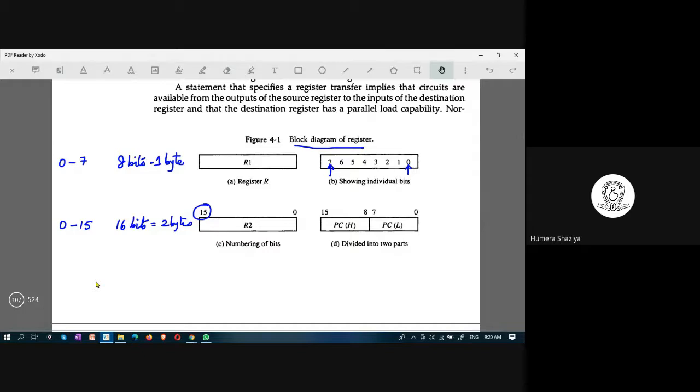This R2 has now been split up into 2 parts. This is the low byte, this one is the high byte. For the low byte the range would be from 0 to 7 and the high byte would be 8 to 15. Totally it would again be 16. This is how you number the bits in a register. You can represent the register just as a box or a rectangle and say that this R1 size is 8 bits, or you can individually denote the position values, which is 0 to 7, and say this is R1 with 8 bits.